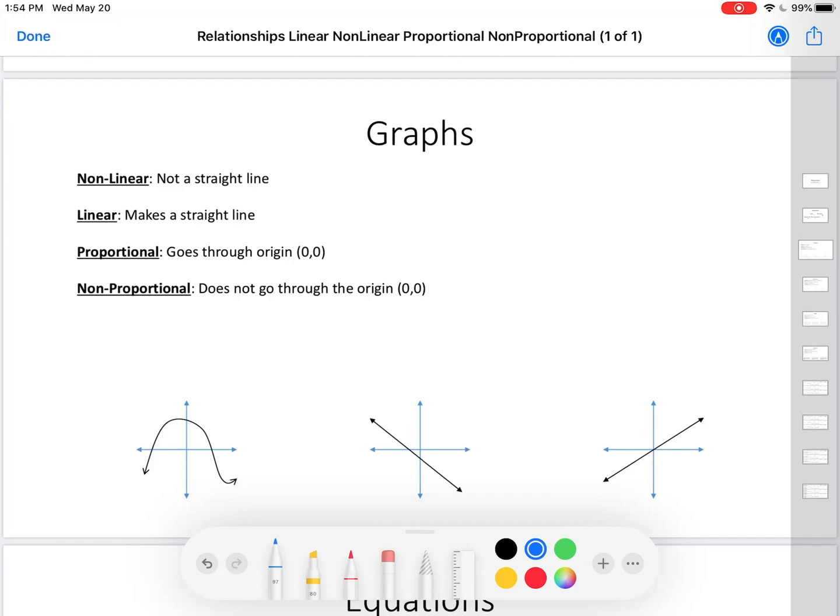Okay, here's this first graph. This is a curvy line, so it is non-linear. Why is it non-linear? It's curvy, or not straight. Not straight is fine also. These two are straight lines, so both of them are linear.